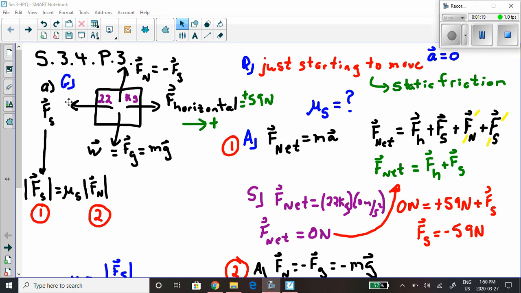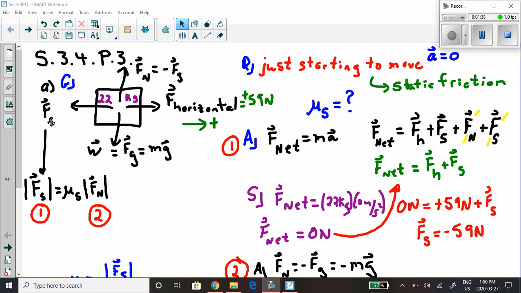And against it is the force of static friction. The reason it's static friction here is it's just starting to move. It's not moving. The acceleration is zero. It's static friction. That's why what we're required to calculate is mu s.